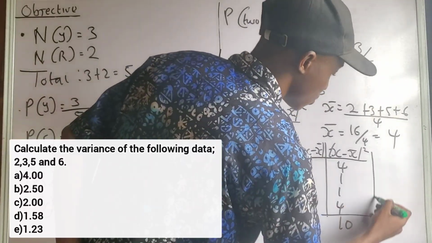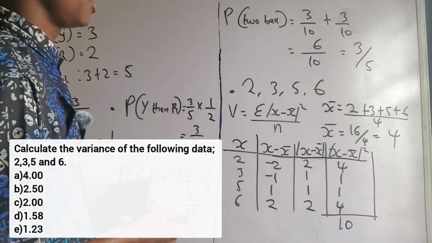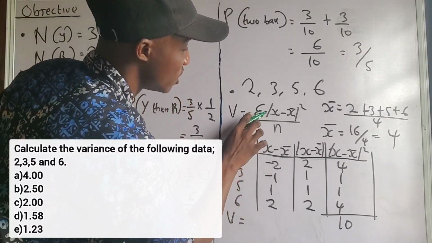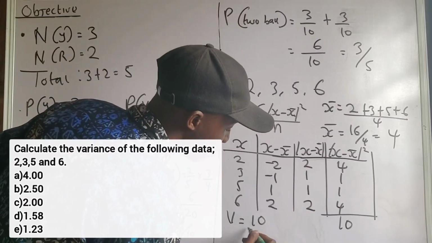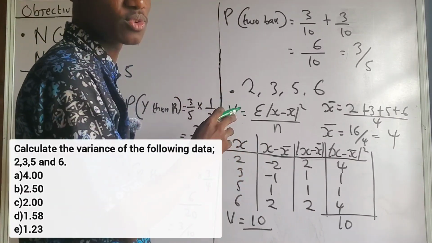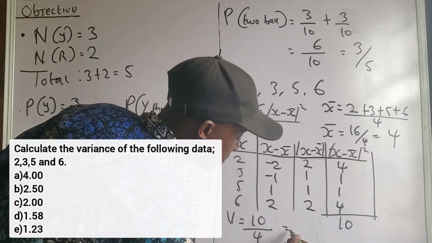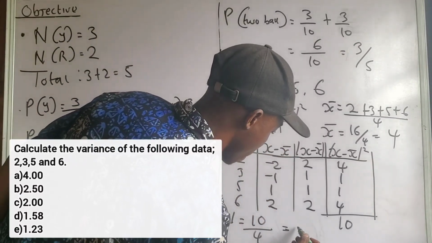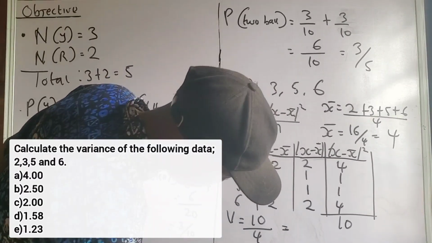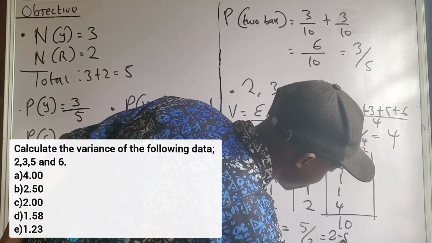You understand? So, with respect to what you have here, you cannot determine the variance yet because the variance is equal to the sum of this, which is 10, all over n. N is the total number of samples that is present. And the total number of samples that you are given in the data set is what? 1, 2, 3, 4. So I'm going to have 10 over 4. 10 divided by 4 is 2 and 1 over 2, or 5 over 2, or 2.5. You understand?